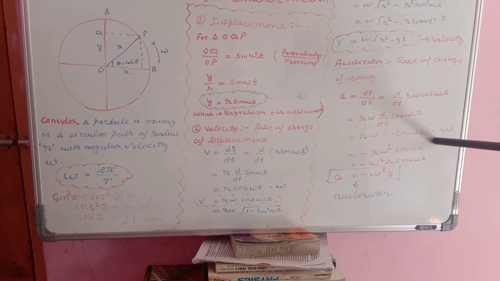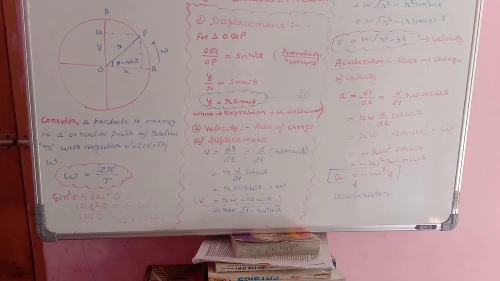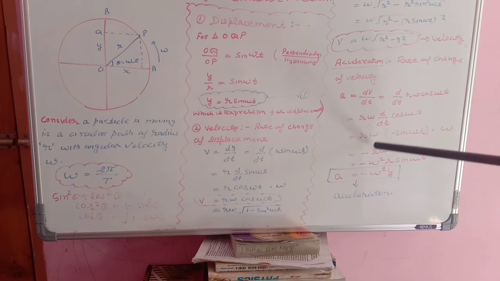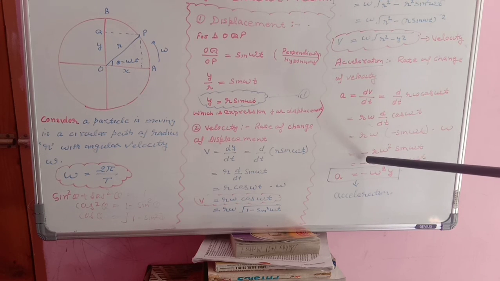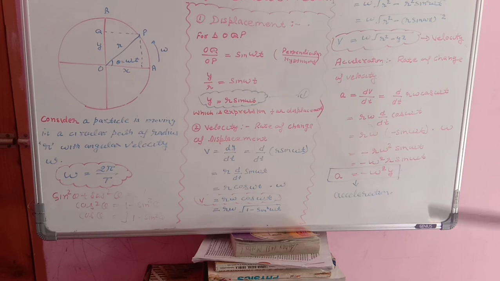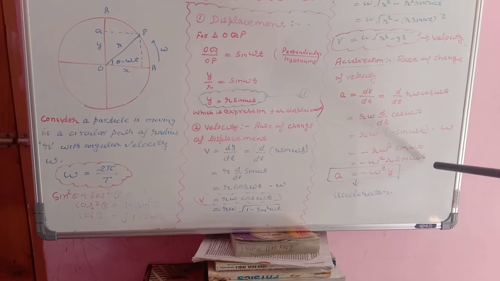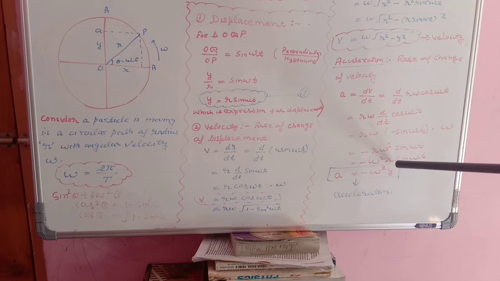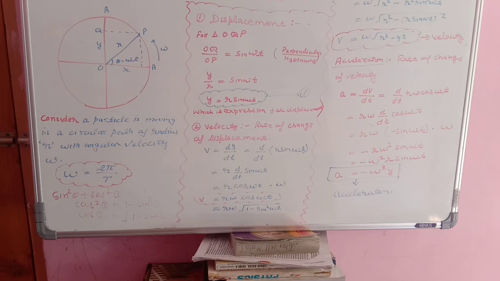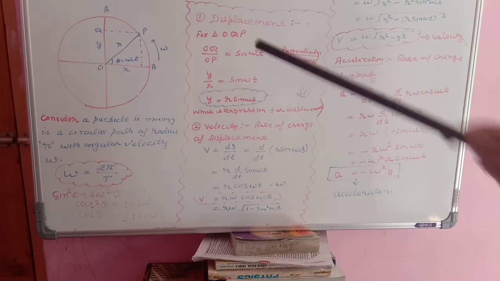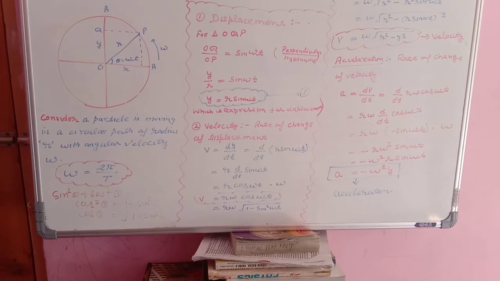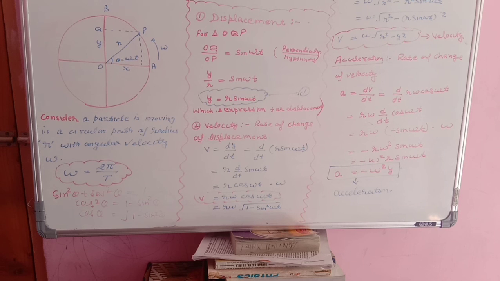Now it is sin omega t dot omega, but with a negative sign. So this negative sign will come in front, omega will come in front. So it is minus r omega square sin omega t. r will come in front, then minus omega square r sin omega t, and r sin omega t is again y. So we are getting acceleration is equal to minus omega square y.